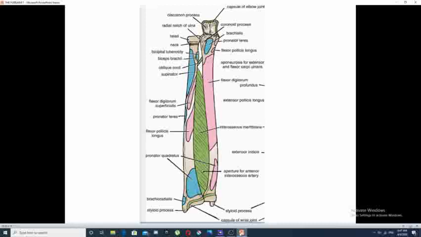Bones of the forearm are two bones. One, which is the medially situated bone, called the ulna. Second one, which is the laterally situated bone, that's called the radius.